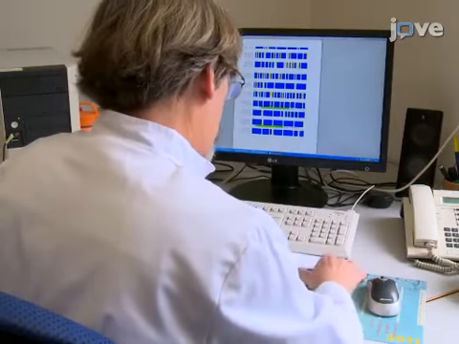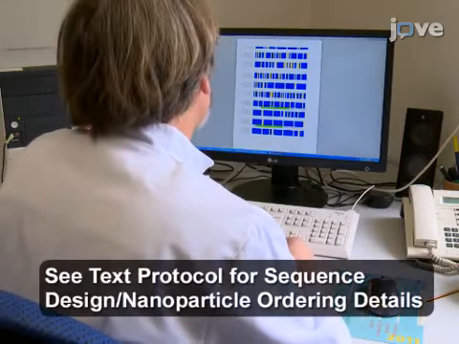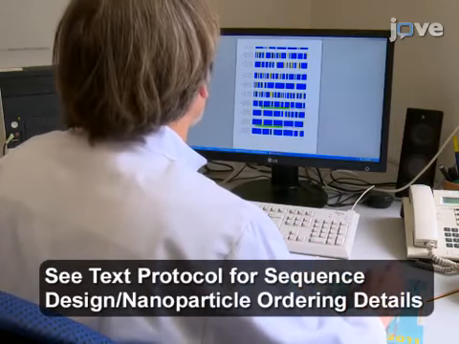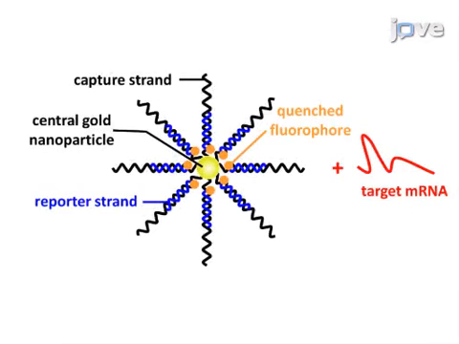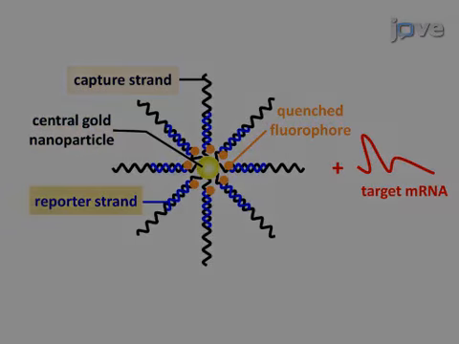After determining the target sequences, order lyophilized gold nanoparticles from commercially available sources. These particles are composed of a central gold particle covalently linked to a capture strand, which is bound to a reporter strand.